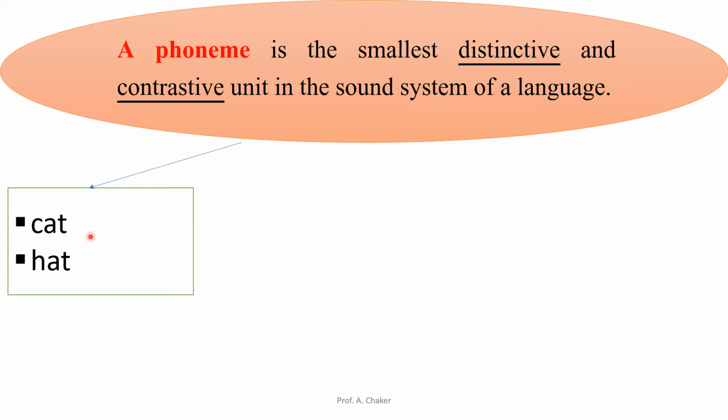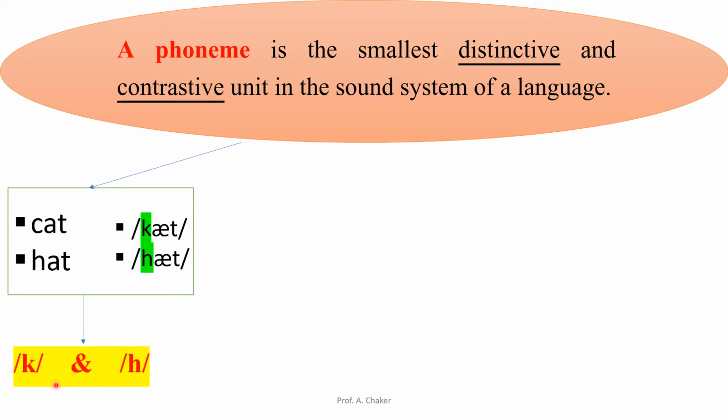Examples. Example 1, cat, hat. What are the phonemes here? Transcribe first. Don't focus on what you see, focus on what you hear. Don't focus on orthography, focus on pronunciation. This is why we have to transcribe the words first. Cat, hat. We see that the sounds are the same except the first sounds k and h. So k and h are phonemes.